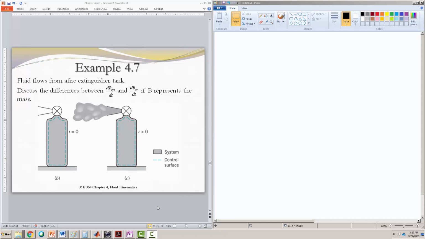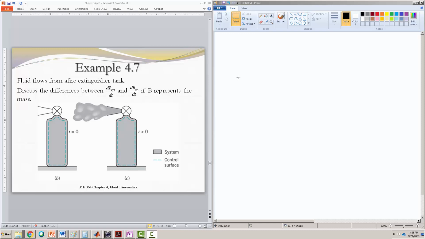Example 4.7. In this example, we have a fluid that is flowing from a fire extinguisher tank. We need to discuss the difference between the rate of change of the quantity B, an extensive property B, in the system, and compare it to how it changes in the control volume. And in this case, we take B to be the mass.